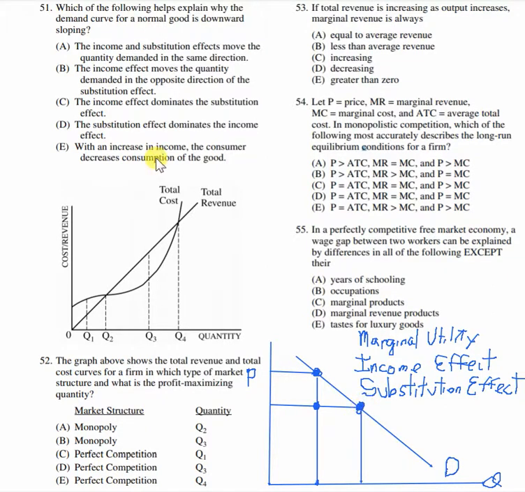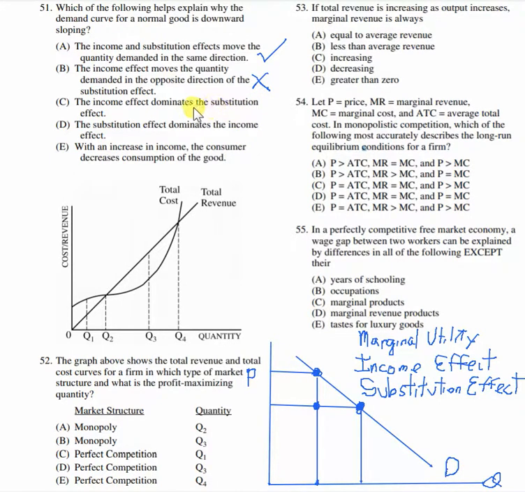Okay, so let's just take a look at the choices. A, the income and substitution effects move the quantity demanded in the same direction. And that's what we just explained. That's exactly right. Let's take a look at the other choices. The income effect moves the quantity demanded in the opposite direction of the substitution effect. And that's not true. They move in the same direction, and they both make the demand curve downward sloping.